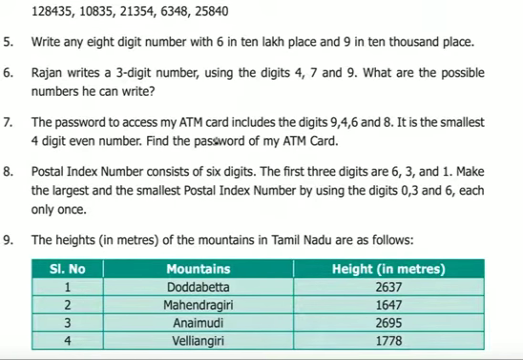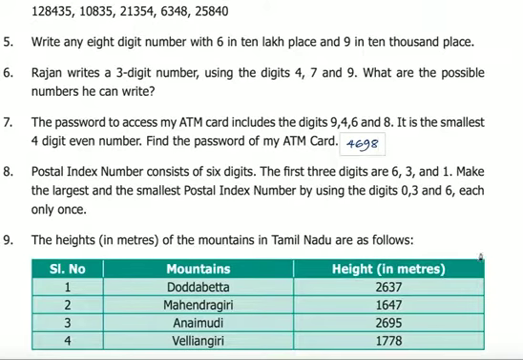The password to access my ATM card includes the digits this. It is the smallest 4 digit even number. Find the password of my ATM card. Smallest 4 digit even number. If it has to be smallest, it has to start from 4. Right. And then 6. Okay, 98. 4, 6, 98. Alright. That is the only way.